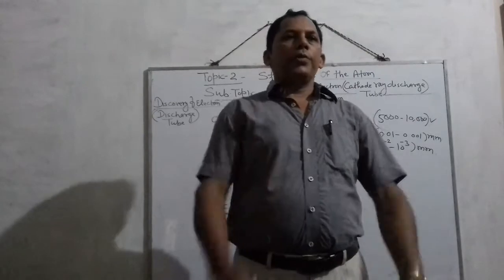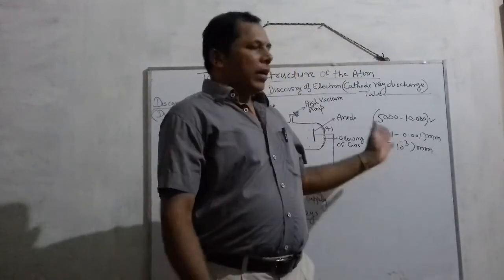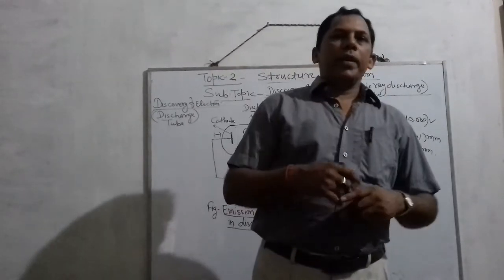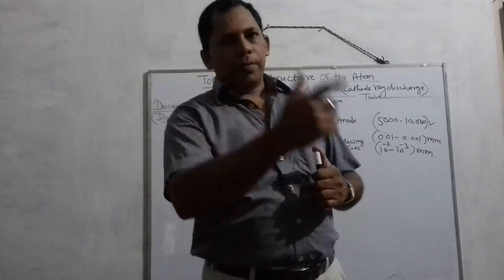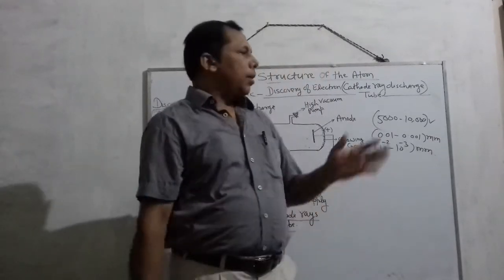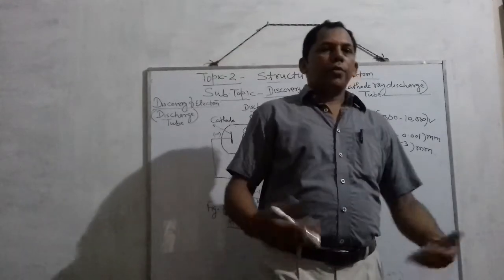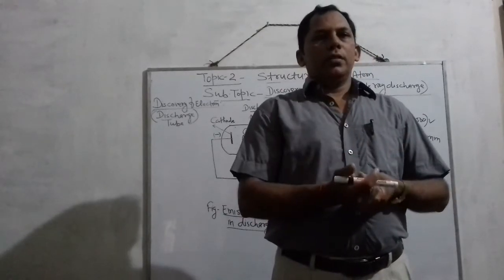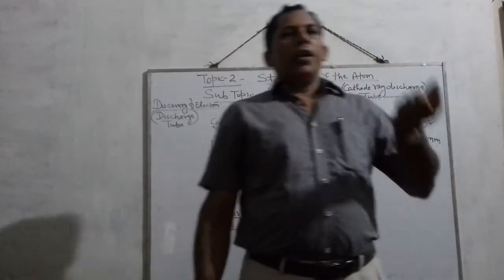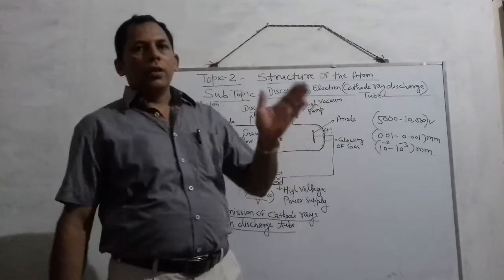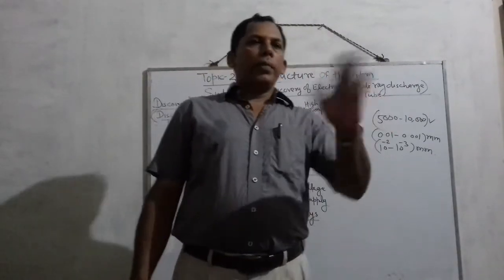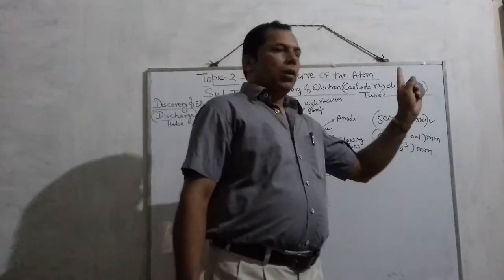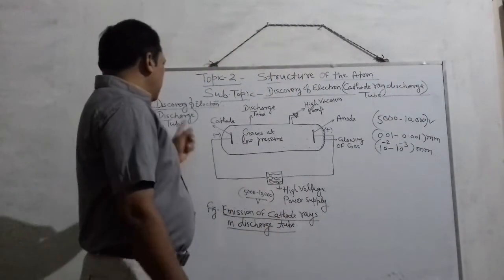The experiment which was led by J.J. Thomson was carried out in a tube. That tube is known as discharge tube, and the experiment was named discharge tube experiment. From this experiment, he showed that there is an emission of cathode rays which originate from the cathode and move towards the anode. So let's start. What is discharge tube?